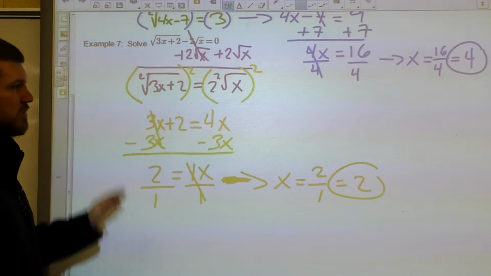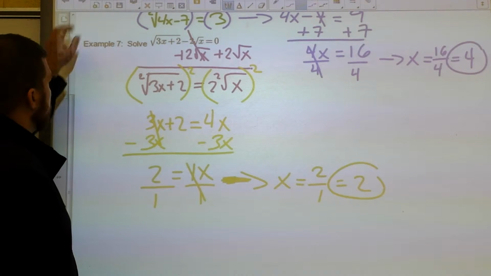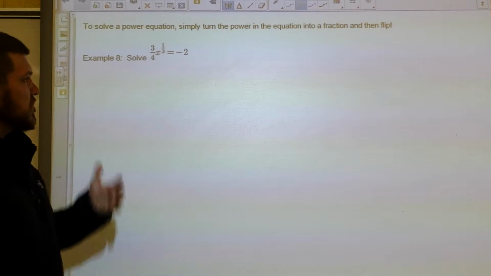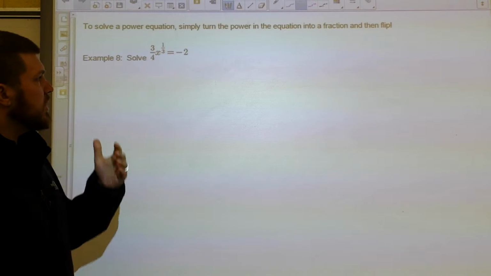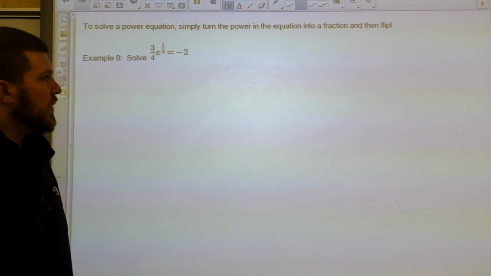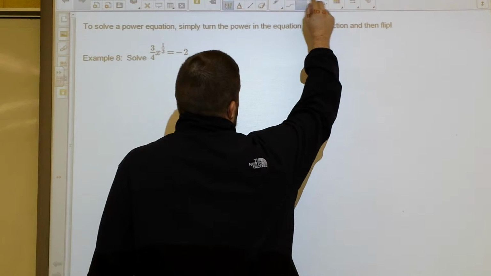Okay, no big deal, solving radical equations. Let's do a few more examples. Sometimes you're going to have what's called a power equation. So to solve a power equation, you simply need to take whatever power you're given. To cancel it out, you need to flip the power. So let's do this problem.